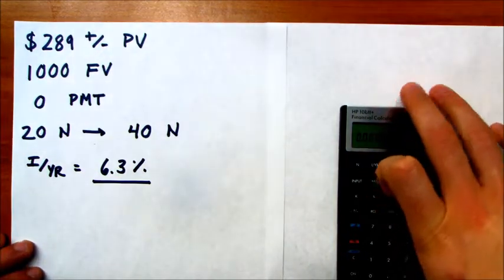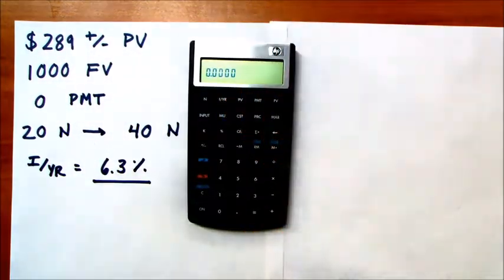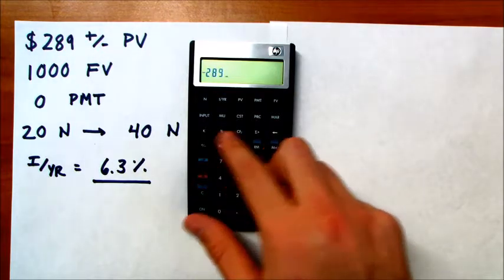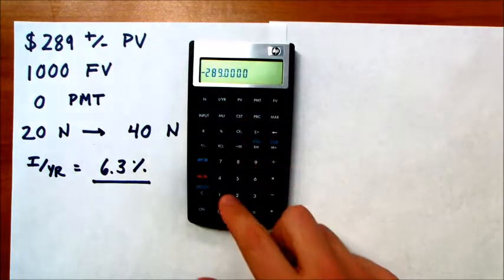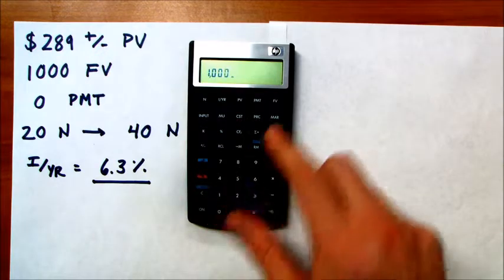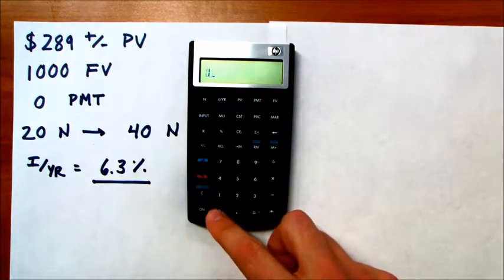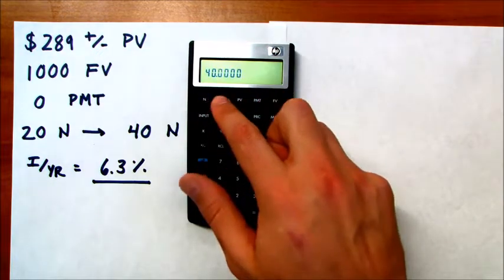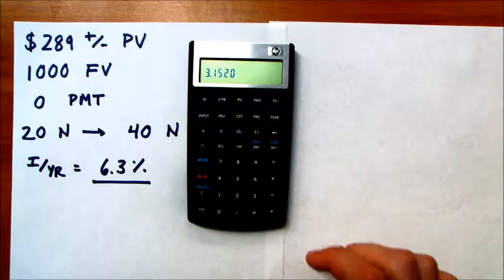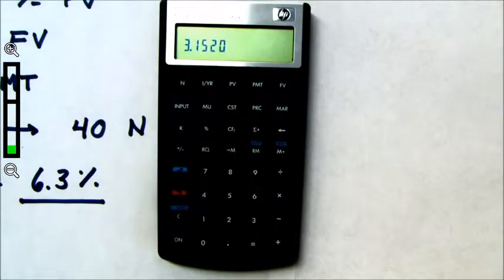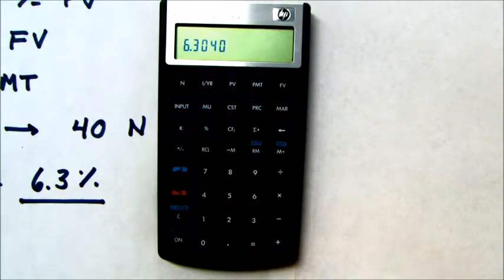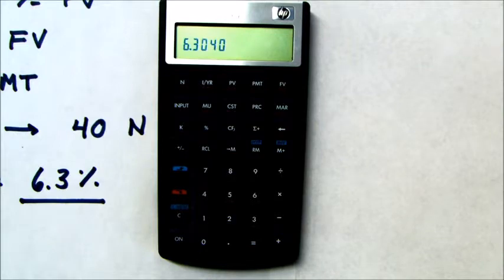Now shown on the calculator. 289 plus minus present value, $1,000 future value, 0 payments, 40N, and now solve for interest per year. As you can recognize, we see that it is 3.152. Now multiplying it by 2 since it is semi-annual, we see that the answer is 6.3 interest per year.